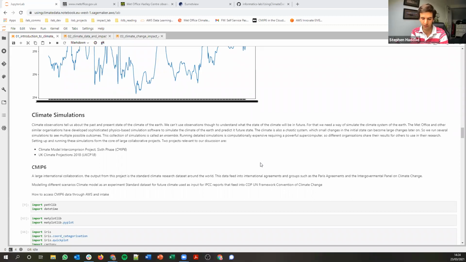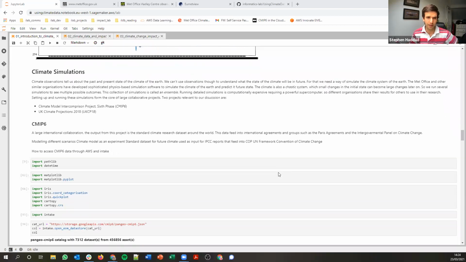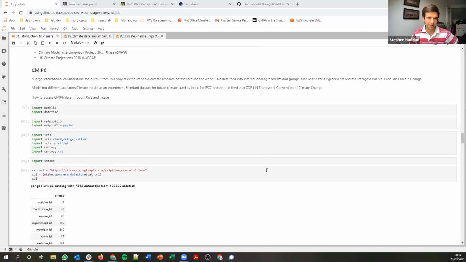And that's what we'll be focusing on today, using those climate simulations from the UK to look at impacts on individuals and business. So how can you get these data sets? Well, they're generally freely available. CMIP6 data is also available on AWS. And it's a huge data set.